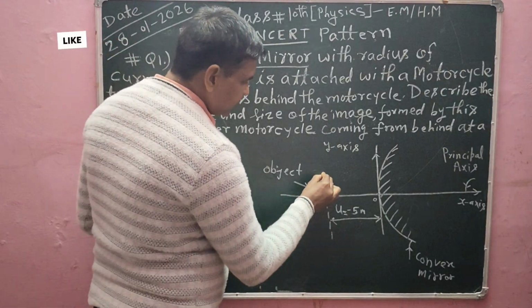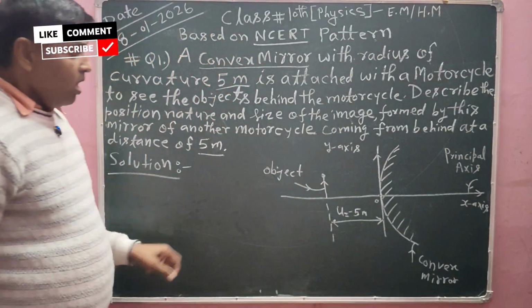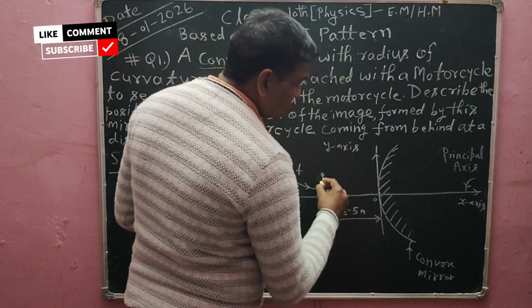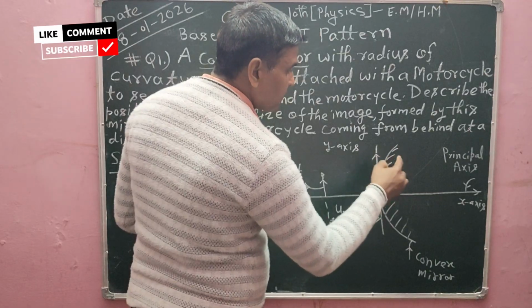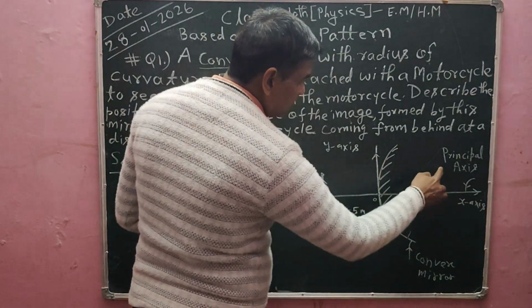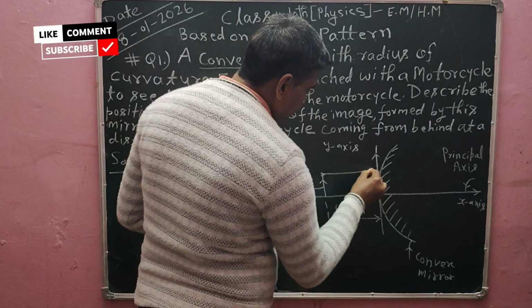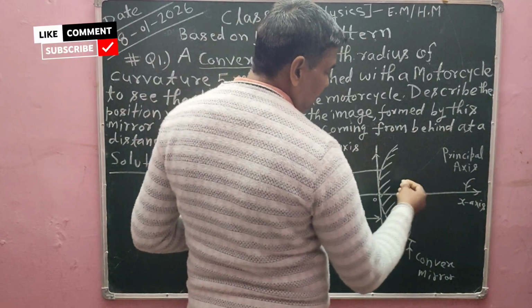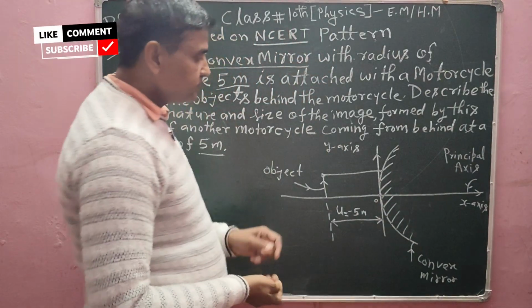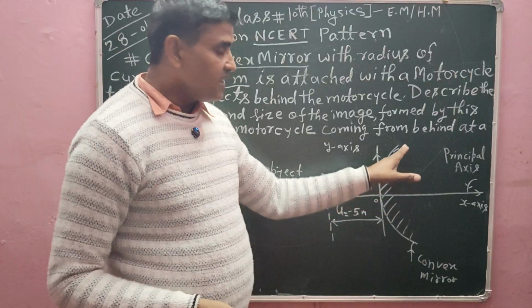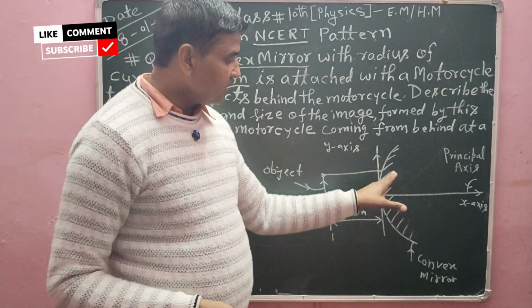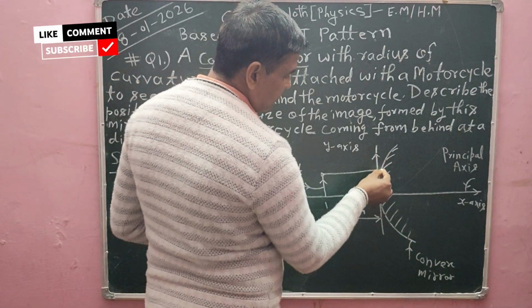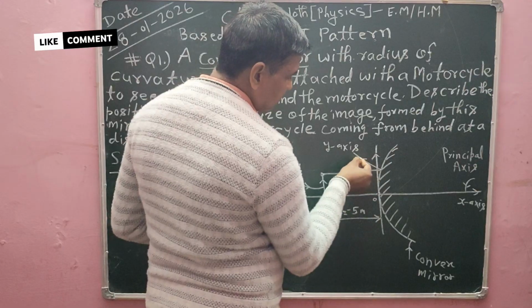Now from the object I will draw two lines such that one line is moving to the convex mirror parallel to the principal axis. I will draw it like this. Now on the inside of the mirror there is a paint. I have also painted it with red oxide. Now due to the paint it will reflect in this direction.